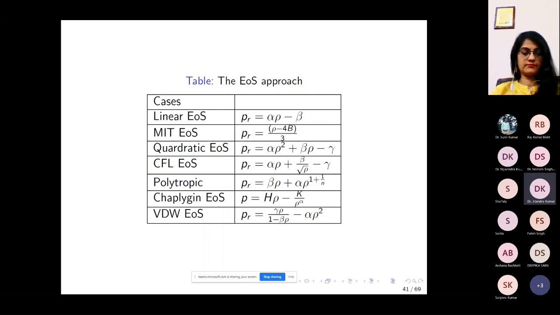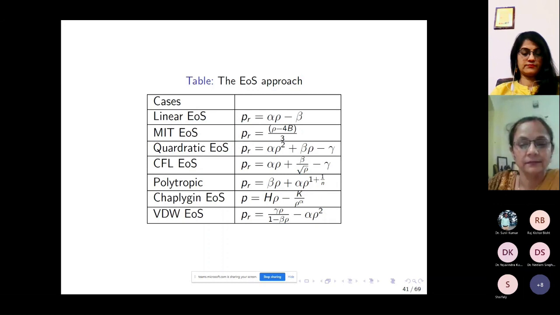Okay, and then we have the van der Waals equation of state, and that is PR equal to gamma rho divided by 1 minus beta rho, minus alpha rho square.